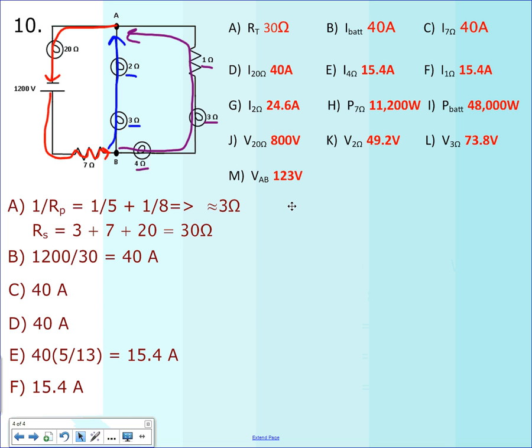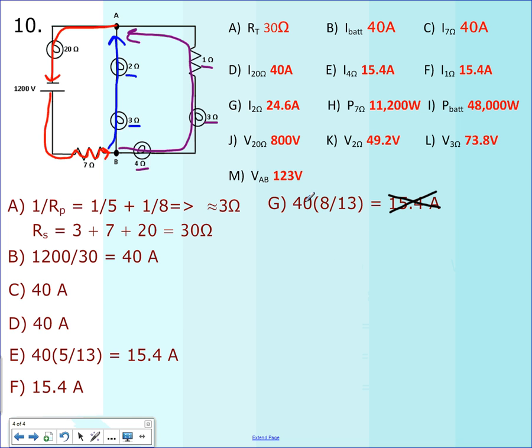Part G? I don't know where part G is. There it is. So you could do 40 minus 15.4, or, oh man, I really did this too fast, or you can do that same fraction deal.